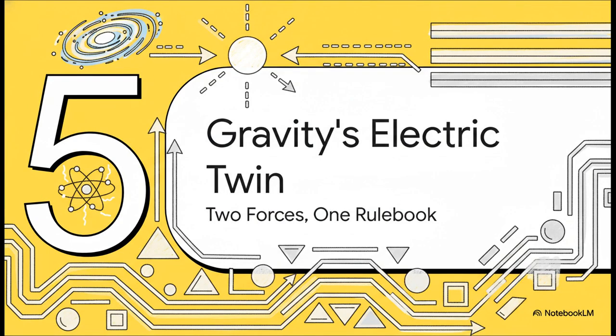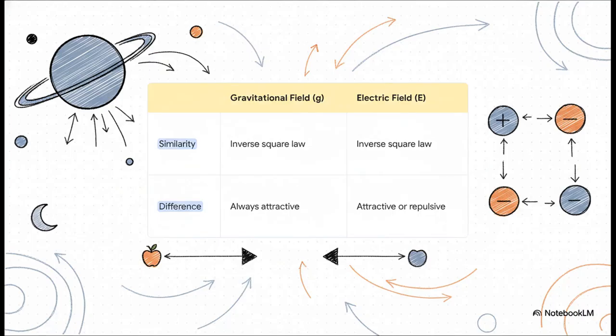Which brings us full circle, right back to where we started, back to gravity. It's kind of crazy, but these two forces, one that holds galaxies together and one that holds atoms together, they follow almost the exact same rulebook. So check this out. Both fields follow what's called an inverse square law. It sounds fancy, but all it means is that if you double your distance from the source, the force gets 4 times weaker. It's this fundamental rule for both of them.